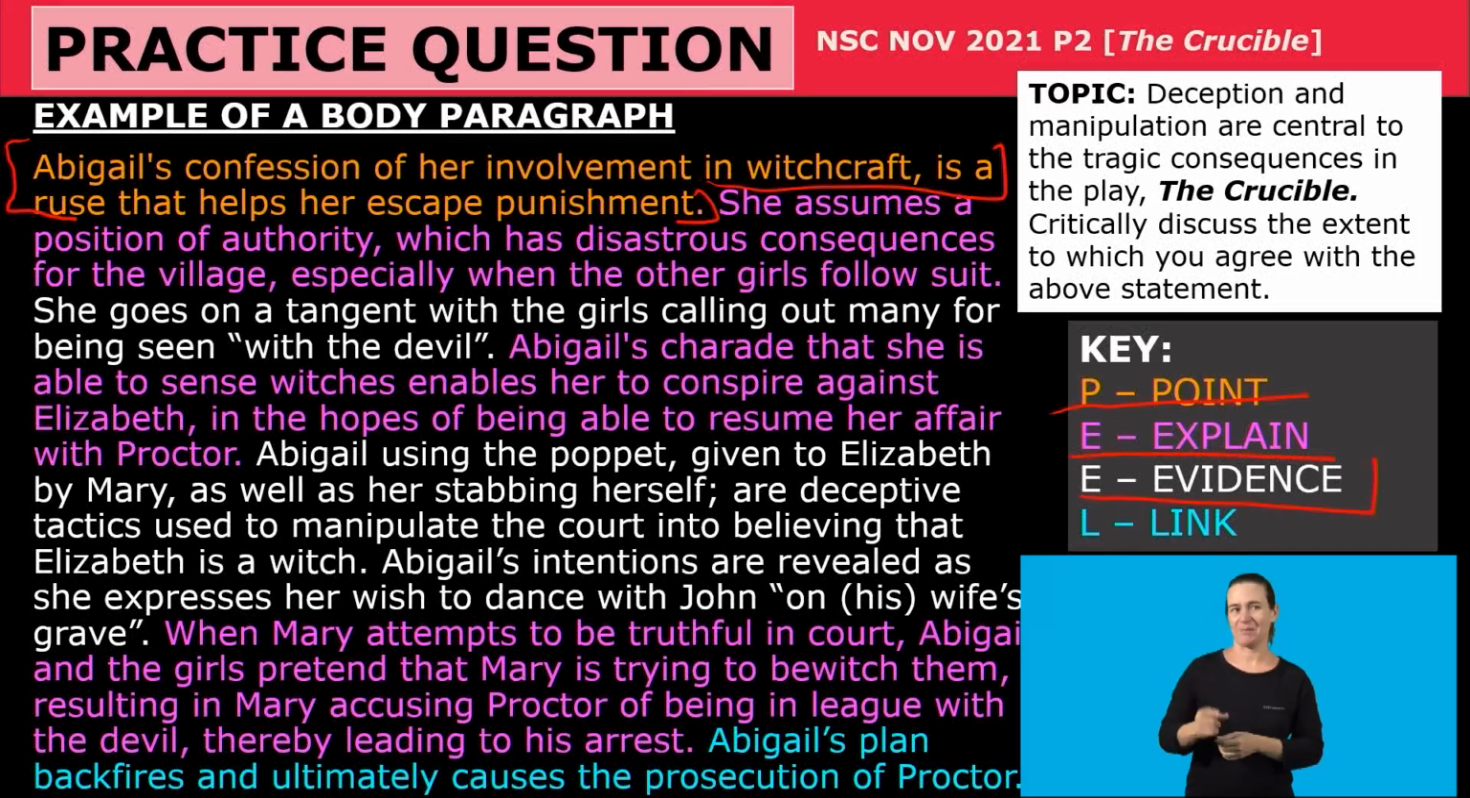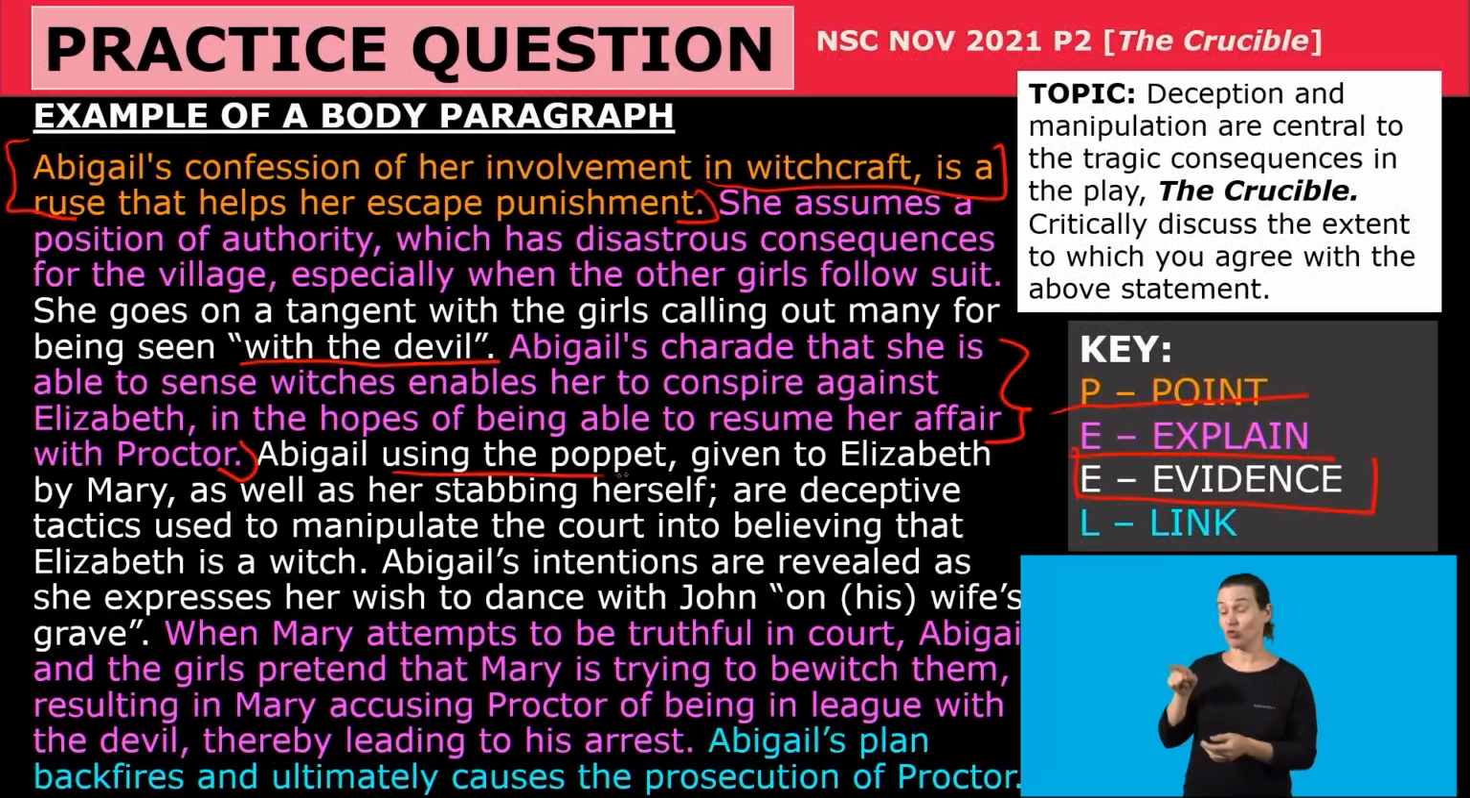Evidence of the disaster that she causes. She goes on a tangent with the girls, calling out many for being seen with the devil. Abigail's charade that she is able to sense witches enables her to conspire against Elizabeth in the hopes of being able to resume her affair with Proctor. So this is an explanation, and now we're providing evidence of this.